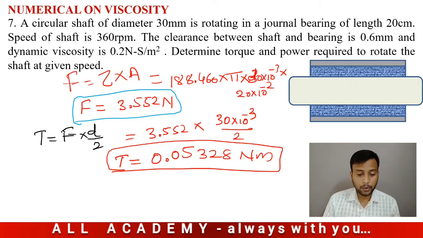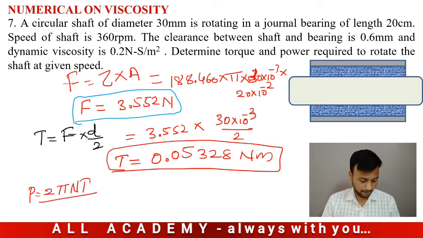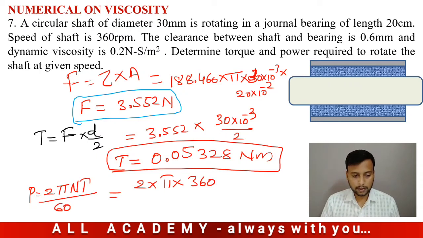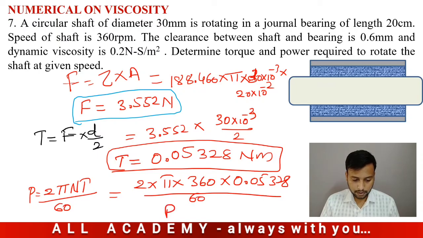The next, we need to identify the power. Now power is given by 2 pi N T divided by 60. This is the equation to identify the power. Now 2 is constant, pi is constant, N is the shaft revolution speed, then the torque is 0.05328, whole divided by 60. Now if you simplify this one, you will get the power P around 2.008 watt. It is in watt. So this is our final answer.